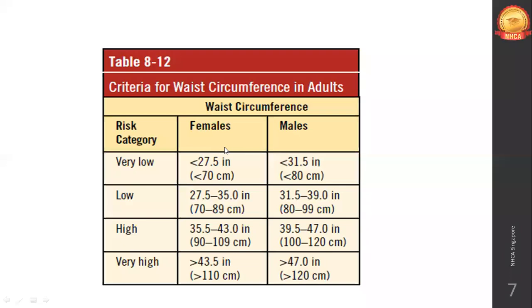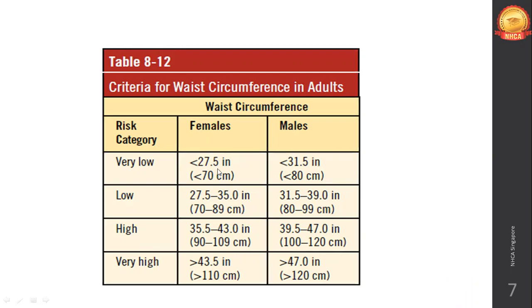Next is your waist circumference. This is just taking a measuring tape and seeing what your waist circumference is. That is your abdominal fat. Basically, we are checking your abdominal fat. For males and females, it is different.